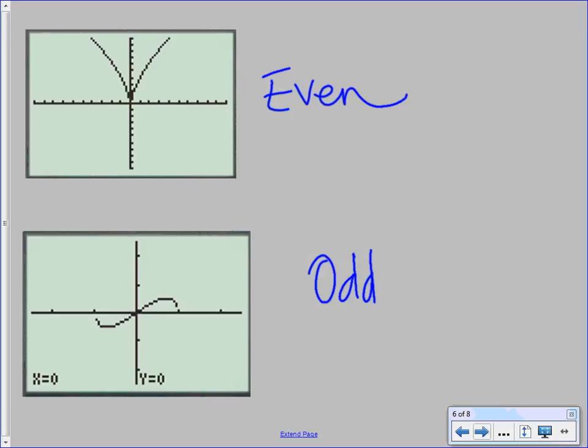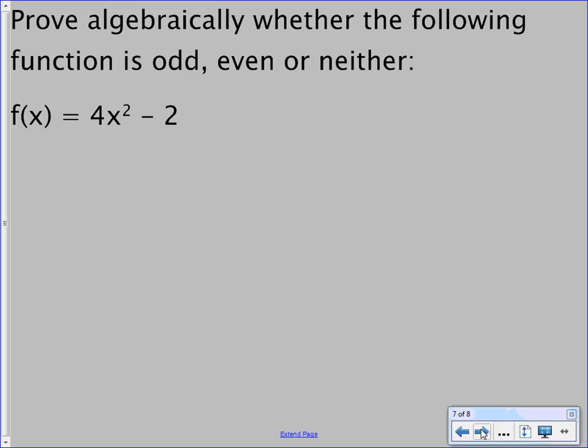Algebraically, I'm going to ask you to verify whether a function is even or odd. If I ask you to do that, then I want you to show me both the work for even and the work for odd. You're going to have a question like that on your test at the end of this chapter. I'll tell you that right now.